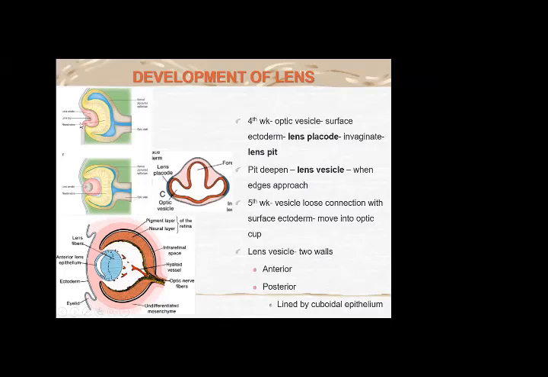When this thickening of the ectoderm turns inwards, then the lips of this invagination fuse with each other and they develop into lens vesicle. पहले lens pit बनती है, ये lens pit बनी थी, फिर lens vesicle बना, और lens vesicle then loses its connection with the surface.